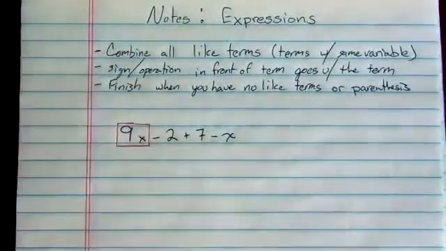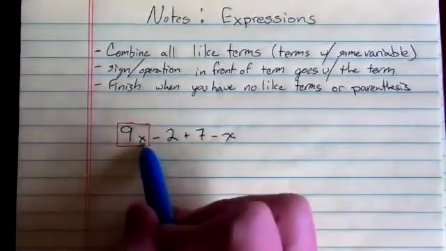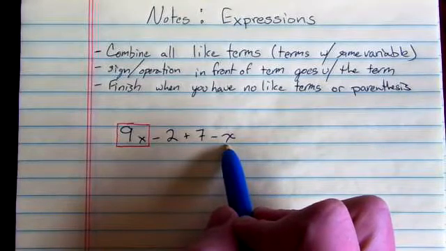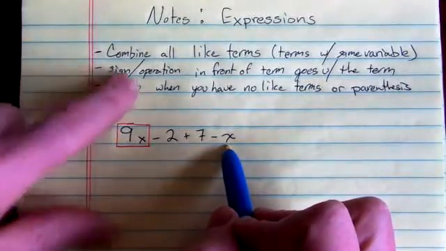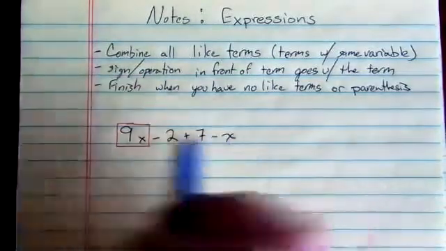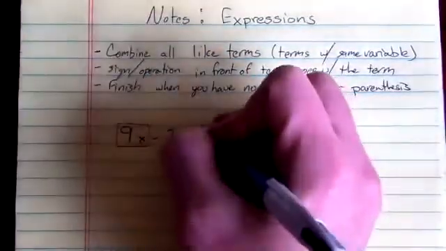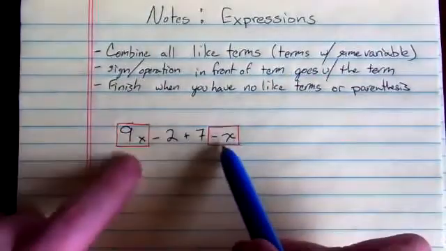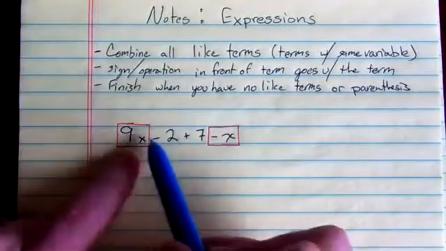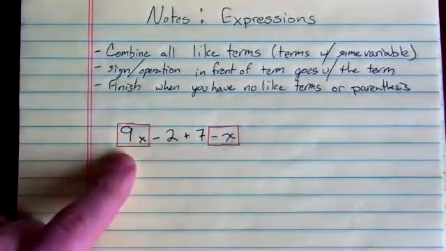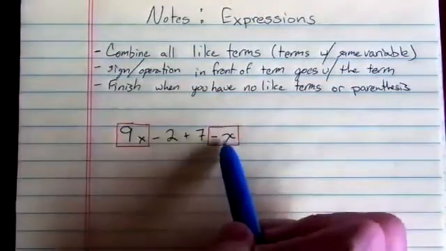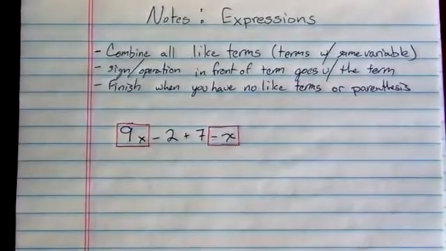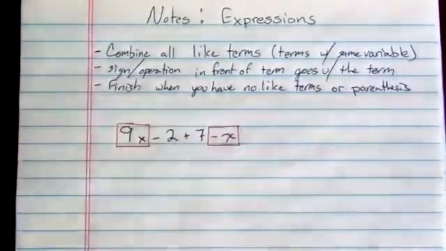So see how this 9 has an x with it? I'm going to box it in red. We also have an x over here. Well, one thing we need to make sure we include is the sign or operation in front goes with it. So since there's a minus sign in front of this x, we're going to include that. So I'm going to combine these like terms. So I have 9x minus x. Well, there's actually a 1 hidden in front of this x. So really what this is saying is I have 9x minus 1x.